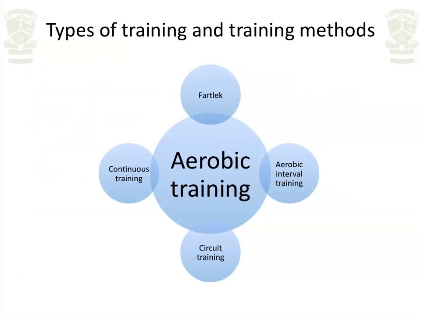Types of training and the training methods. You can see here that we have 4 different types of training which will come under the umbrella of aerobic training. We have fartlek training, we have continuous training, there is circuit training, and there is aerobic interval training. They are the 4 areas that relate to aerobic training that we would need to have some understanding of.